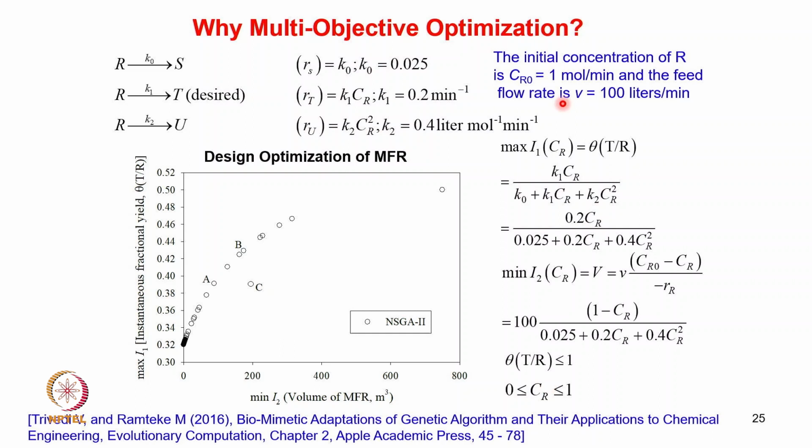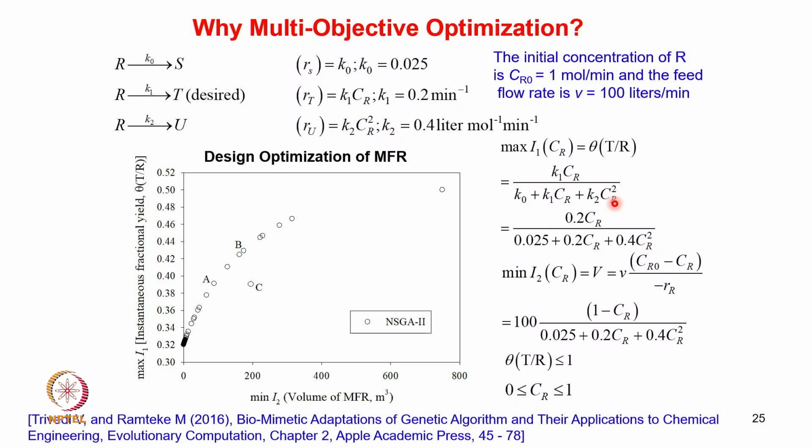Now here my objective is to maximize the instantaneous fractional yield of T. The instantaneous fractional yield of T is defined as I1, that I want to maximize. It is a function of the concentration of R, the outlet concentration of R in the mixed flow reactor, isn't it? So max I1, which is a function of CR, is given as K1 CR, which is the desired, divided by all other production. That is K0 plus K1 CR plus K2 CR square. So this is nothing but the instantaneous fractional yield of T, isn't it? That is what I am trying to maximize.